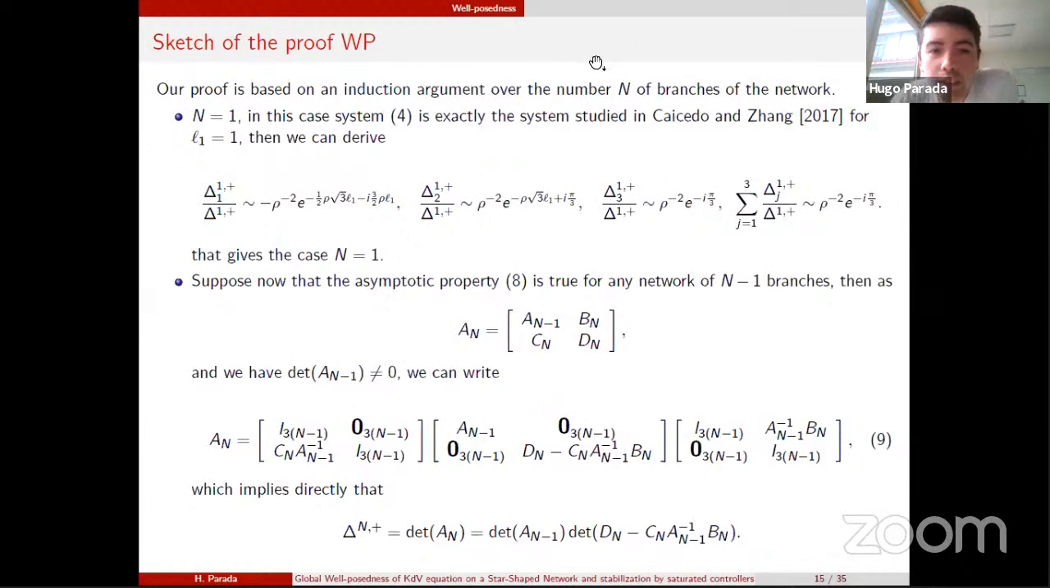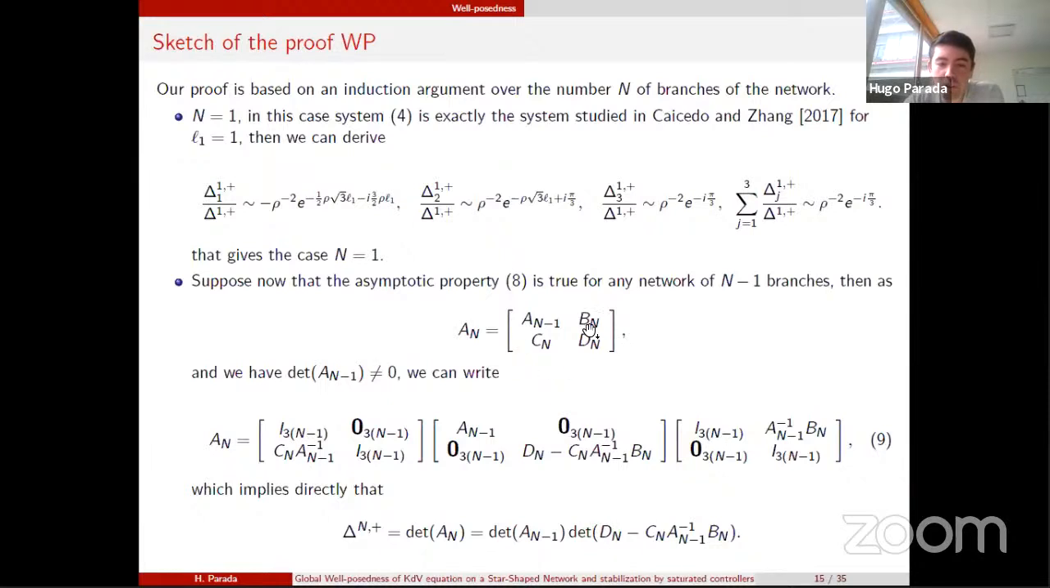So the proof will be based on an induction argument on the number of branches of the network. First, we take n equal to 1. And in this case, the system was studied in the work of Caicedo and Son for L1 equal to 1. So following this idea, we can derive the following asymptotic properties that we check with the case n equal to 1. Now we suppose that the asymptotic property holds for a network of n-1 branches.